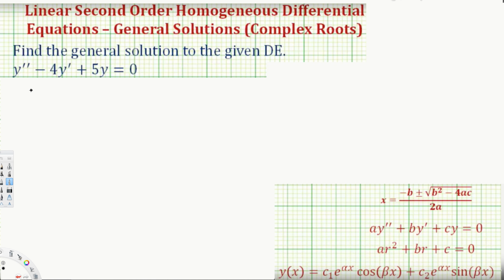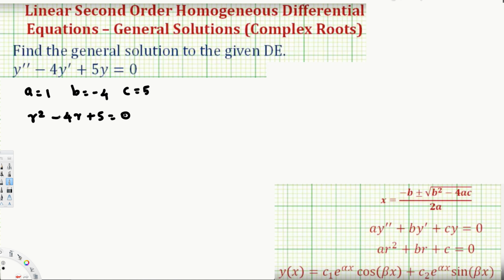Before we do that, we have to write our a, b, c values. Here our a value is 1, b value is -4, and c value is 5. Now let's go ahead and plug it into this equation. This is going to be r squared plus b is -4, so this is going to become -4r plus c is 5, that's equal to 0. Now if you look at this one, this is not easy to factor, right?